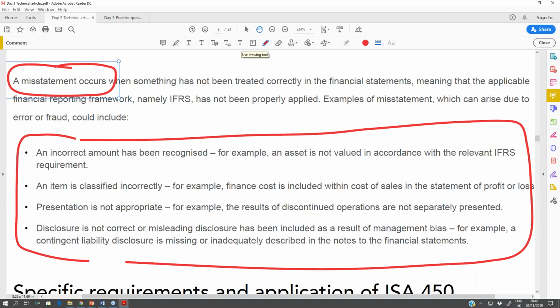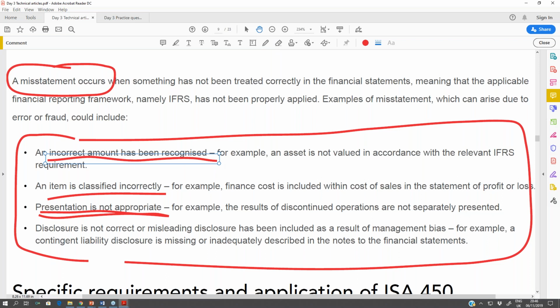When something is presented inappropriately, that is also a misstatement. When an incorrect amount has been recognized, that is also a misstatement. When a disclosure is not given, that is also a misstatement. So there are so many types of misstatements, right? Disclosures, presentations, classification, and an incorrect amount. So you need to realize that.